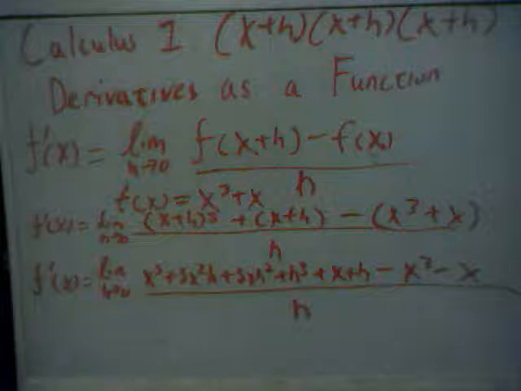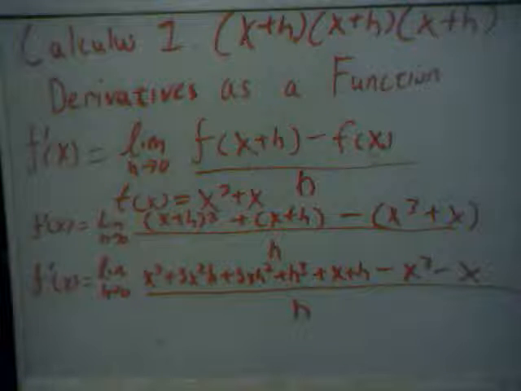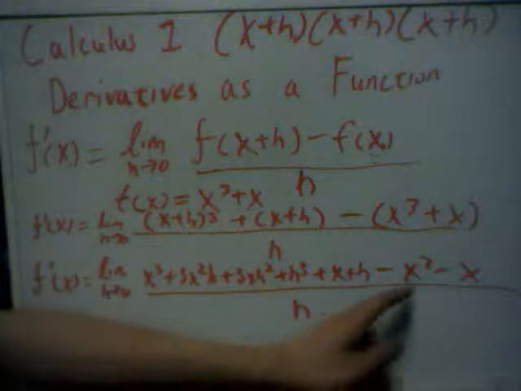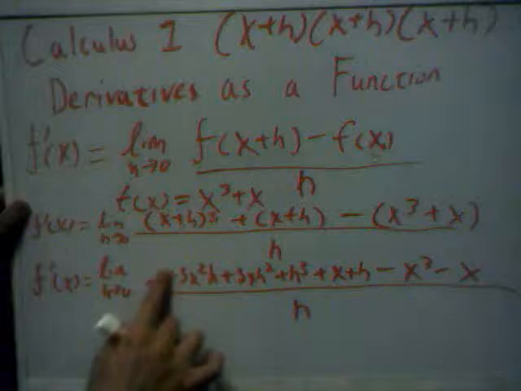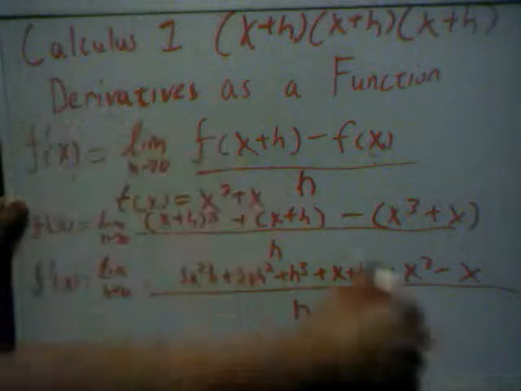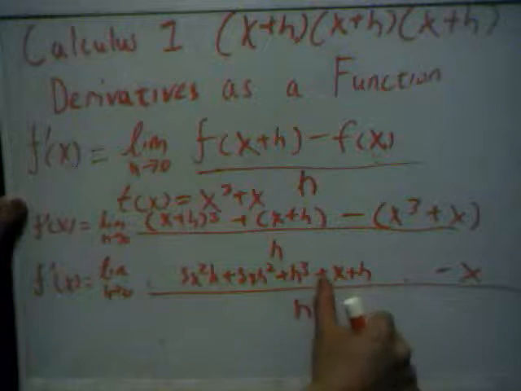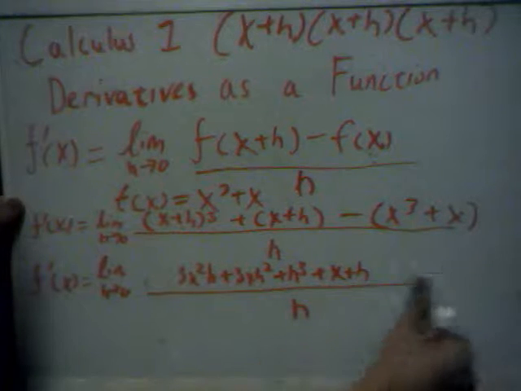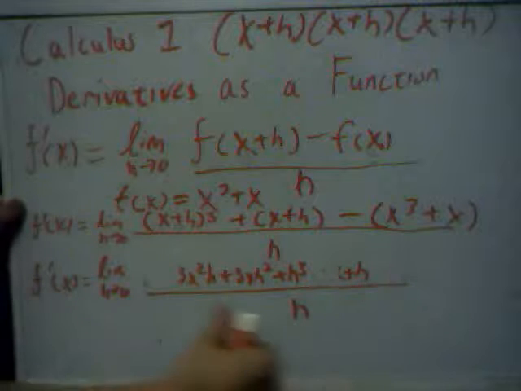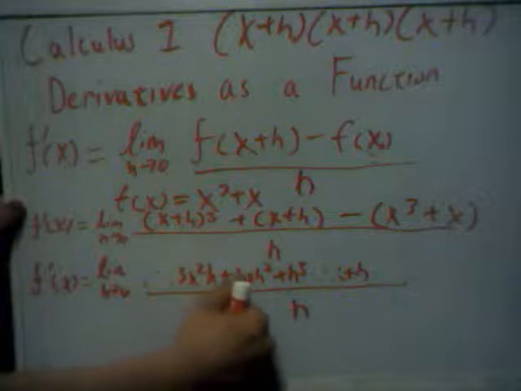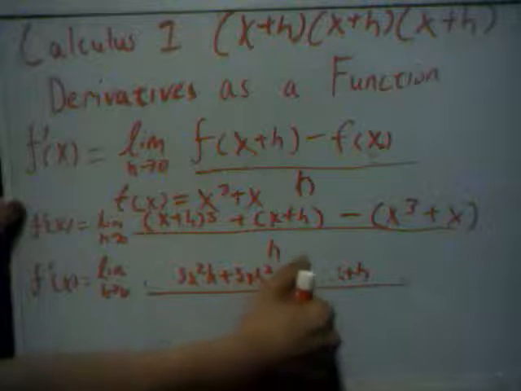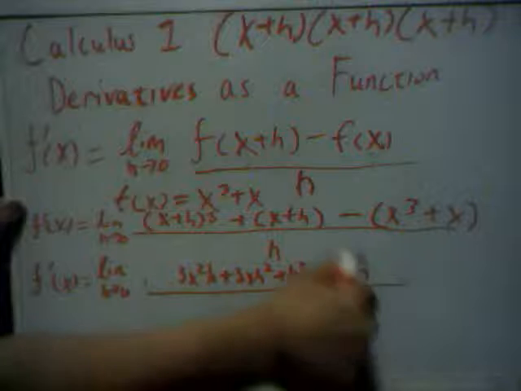But notice that some of the terms cancel out. For example, x cubed minus x cubed cancels out, so you can just erase this from the equation. And now you have plus x minus x, so these two cancel out, and now you're left with the terms 3x squared h plus 3xh squared plus h cubed plus h.